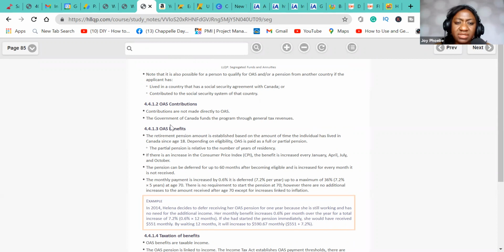Okay, so now we have old age security. Contributions are not made directly to it; the government of Canada funds the program. So this retirement pension benefit amount is established based on the amount of time an individual has lived in Canada since the age they turned 18, depending on eligibility.